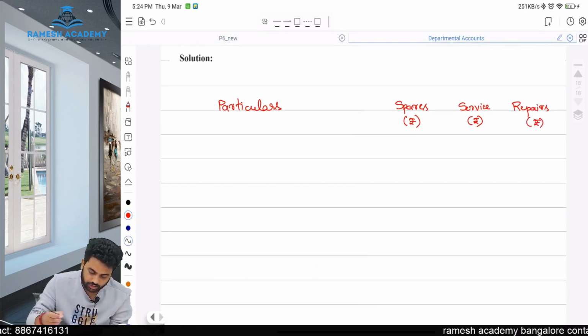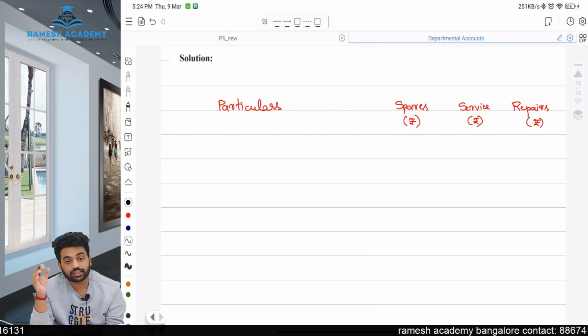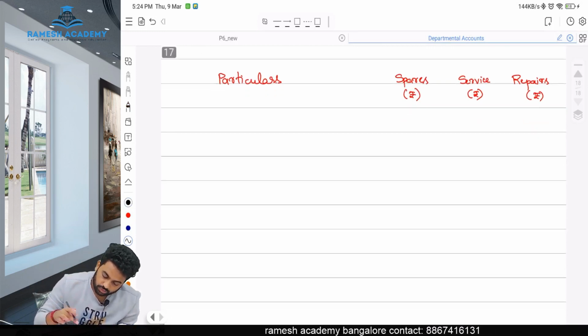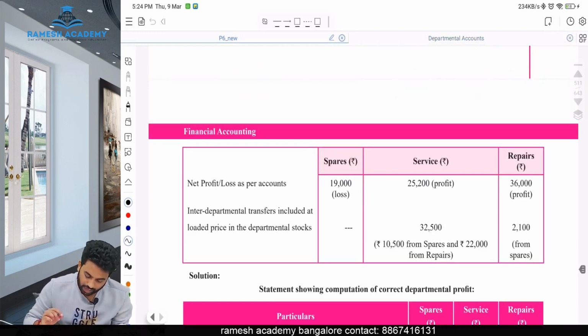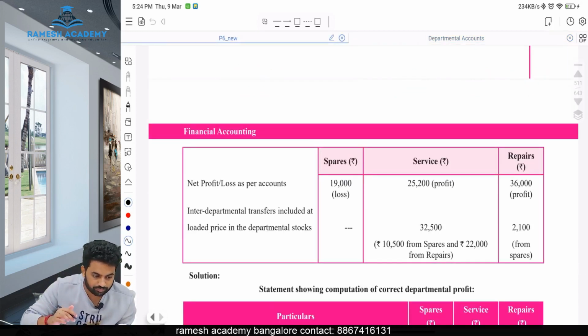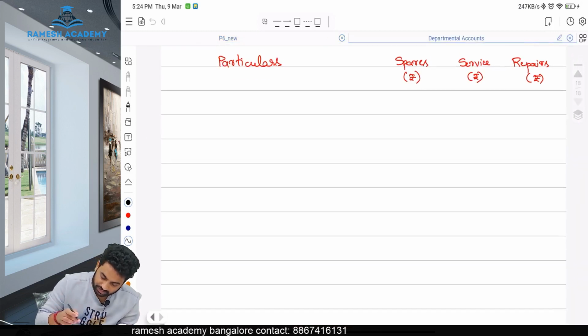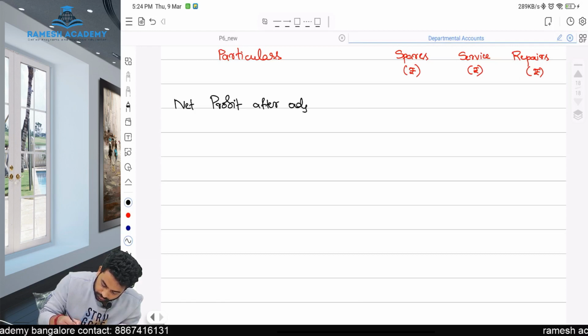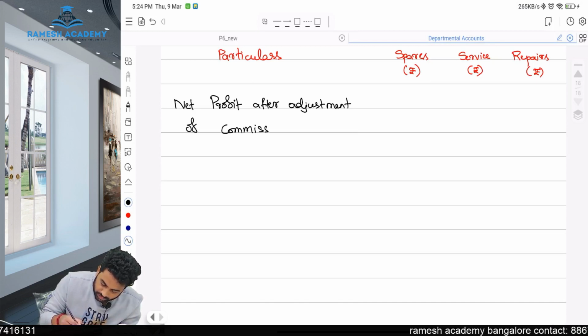Okay. Now, we have to go back to our net profit before charging commission. There we have to adjust the stock reserve. Later we should give back the commission. So, now what is available with us? We have a net profit after adjustment of commission, right? Net profit after adjustment of commission.